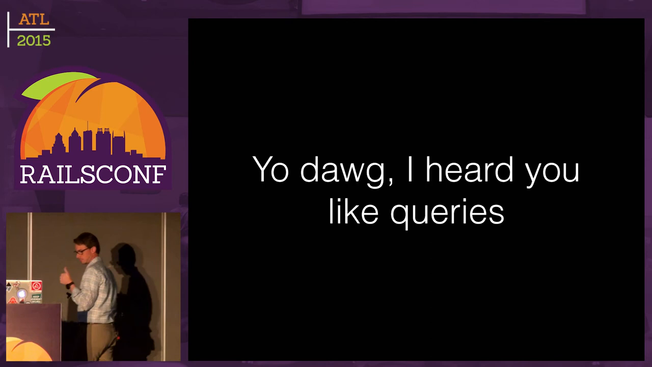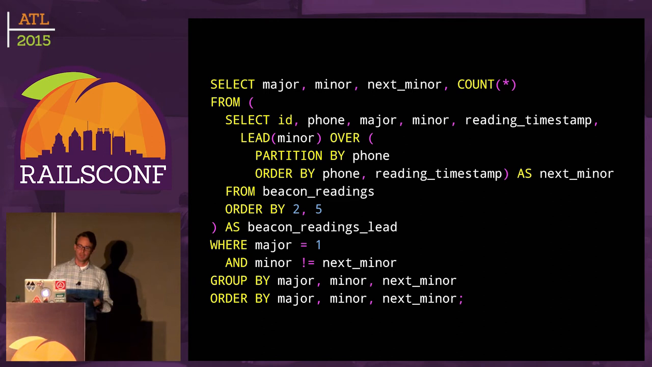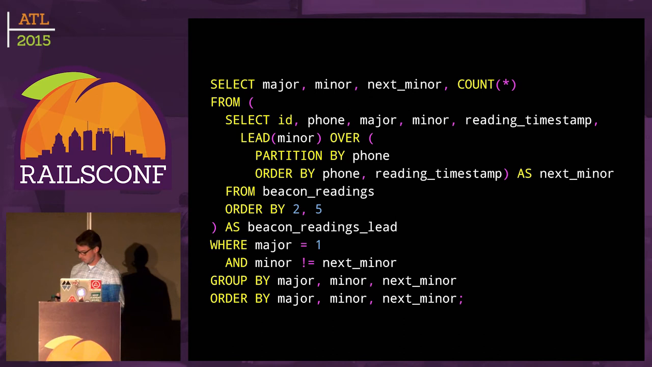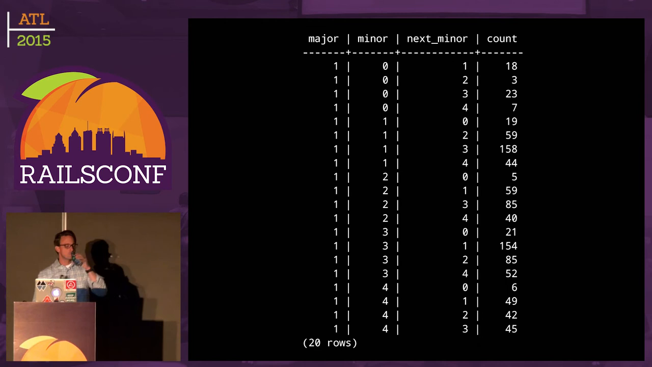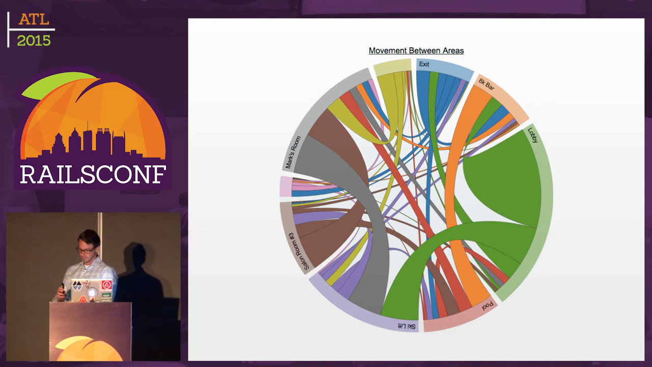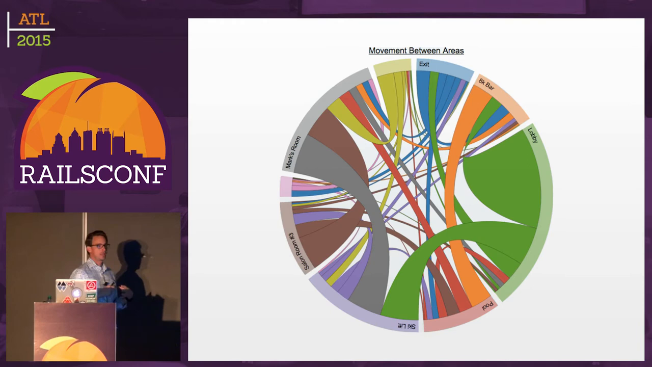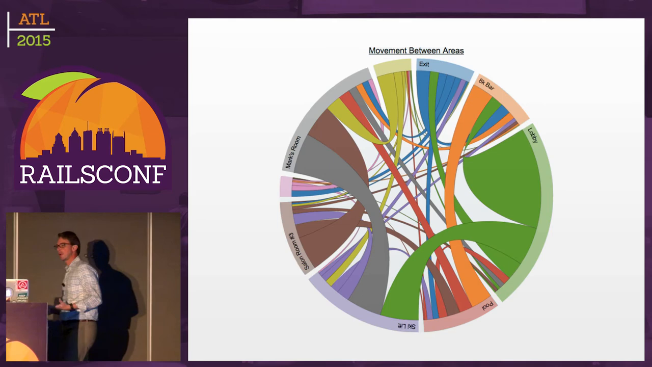So now we can see how people move around in the building, where they move from and to, and how often did those things occur. And the data looks something like this. I'll give you a second to digest that. Great. Really, this is what the data looks like. So I used D3 to make a chord diagram to show the connections and show the intensity of those connections. So this is the power of raw SQL. Don't be afraid of it.